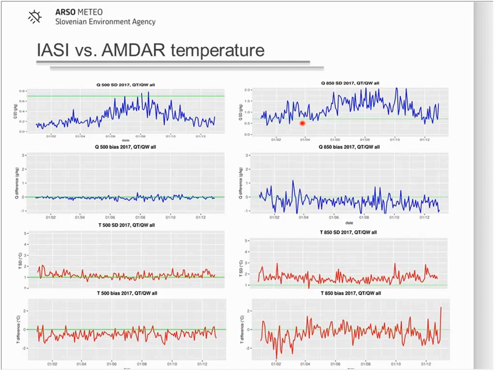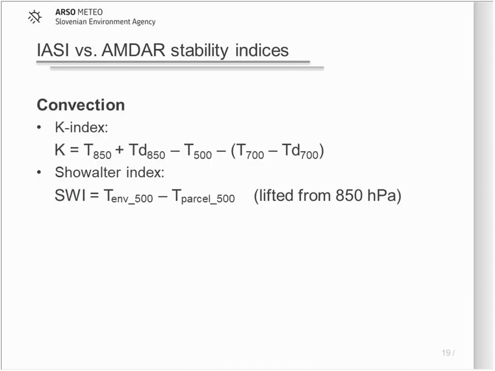So these are the levels that are quite important for calculation of several instability indices that we are used to from the radio soundings. If we continue, now I'm going to look at those stability indices. And I'm just going to take two, the Showalter index and the K index. The reason why I'm not taking the CAPE or other indices is simply that AMDAR profiles don't reach high enough to be able to compare the CAPE with the IASI profiles. That's why we can compare only these two.